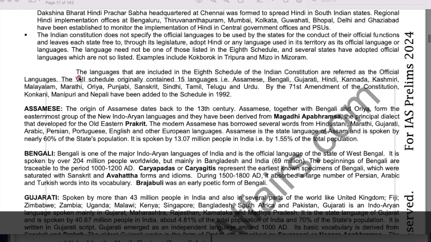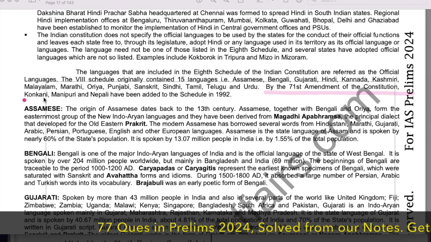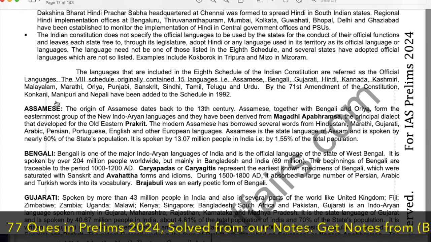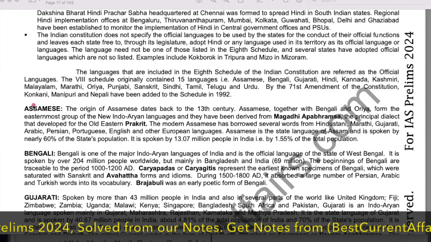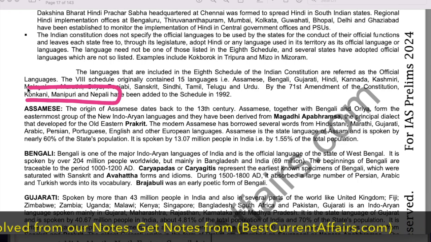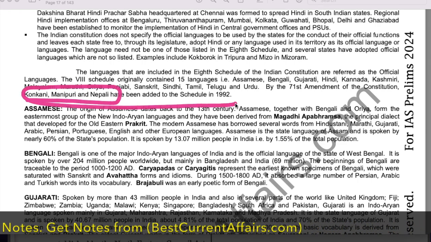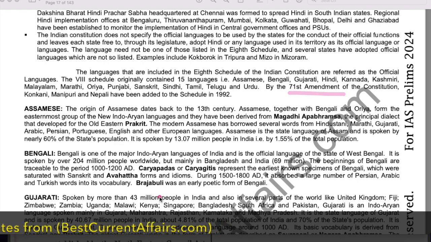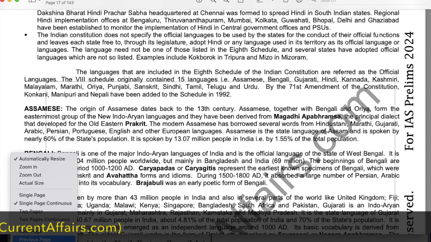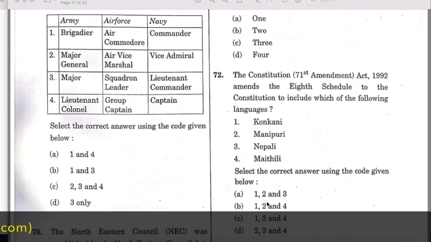that the languages that are included in the 8th schedule of the Constitution are referred as official languages. The 8th schedule originally contained 15 languages. By 71st Amendment of the Constitution, Konkani, Manipuri and Nepali, here it is mentioned, Konkani, Manipuri and Nepali have been added to the schedule in 1992 by 71st Amendment. Konkani, Manipuri and Nepali. Therefore 1, 2, 3 A is the answer, and this question is solved.